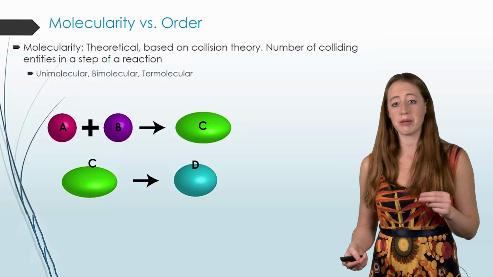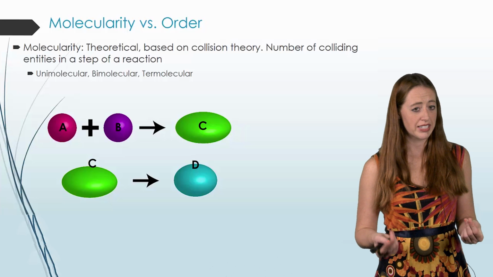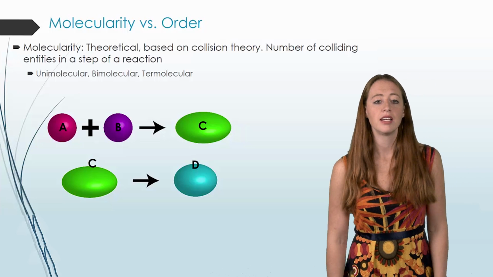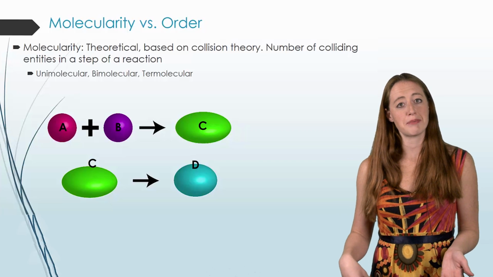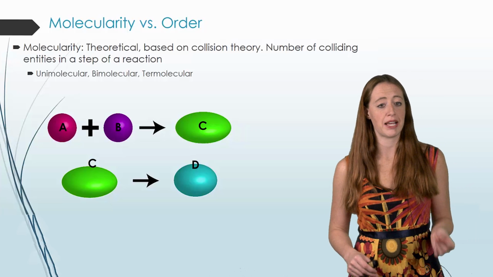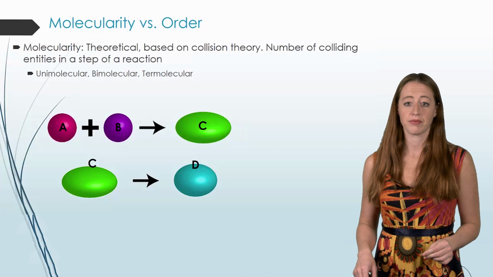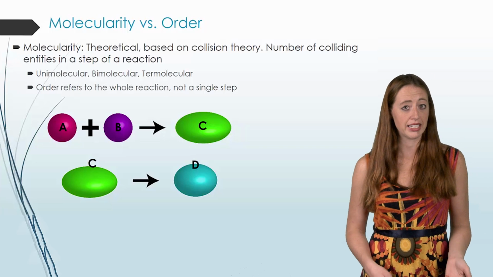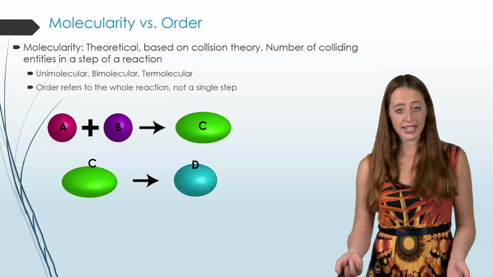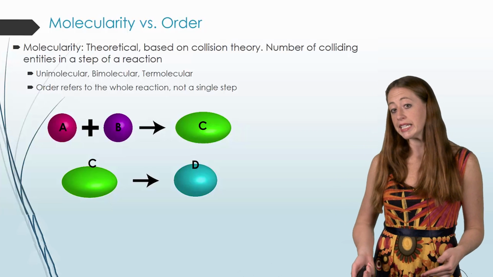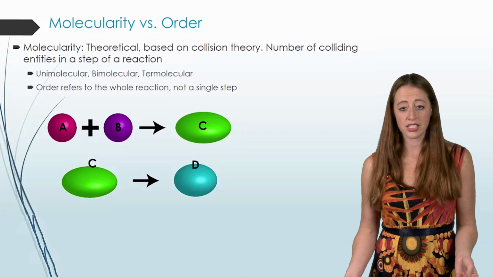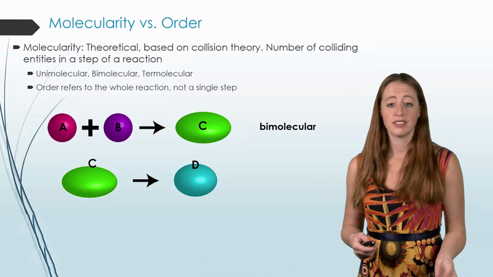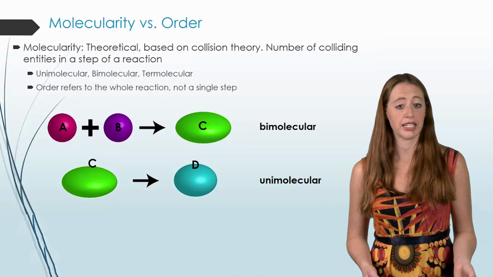Here I have a 2-step reaction. It's effectively A plus B goes to D when you look at the overall reaction. But we have 2 different steps. Our first step has A plus B going to C. That has 2 entities, and so it is bimolecular. The second step has that intermediate C reacting on its own to form D. And so it's just one entity, and therefore it is unimolecular.